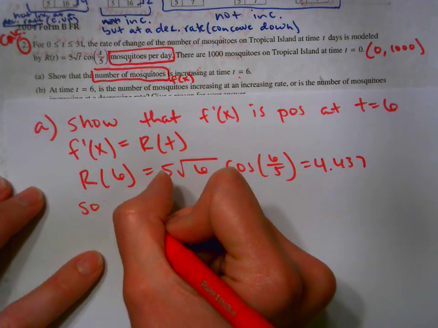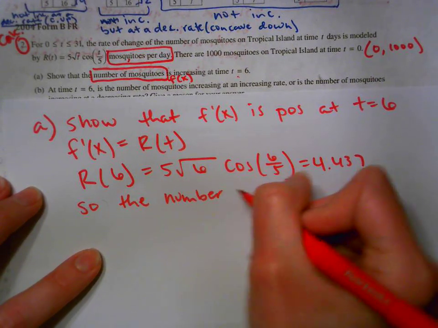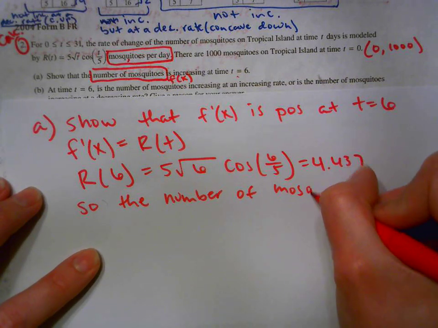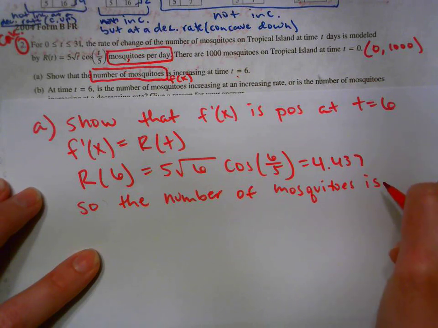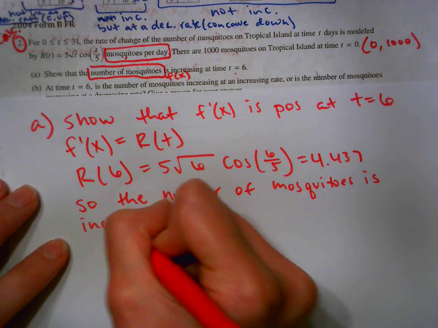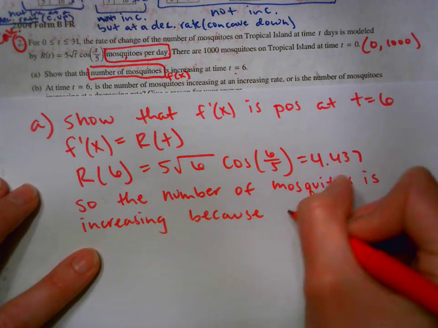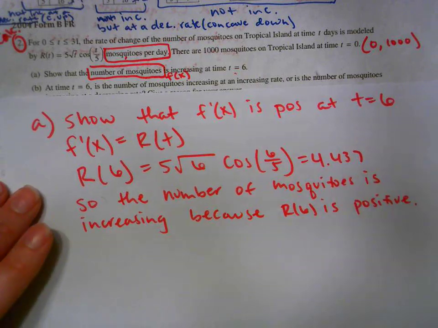So the number of mosquitoes, I would just use the words they use instead of trying to use like f, is increasing because r of 6 is positive. And you would want to make sure you actually write down that number so they know you checked it.